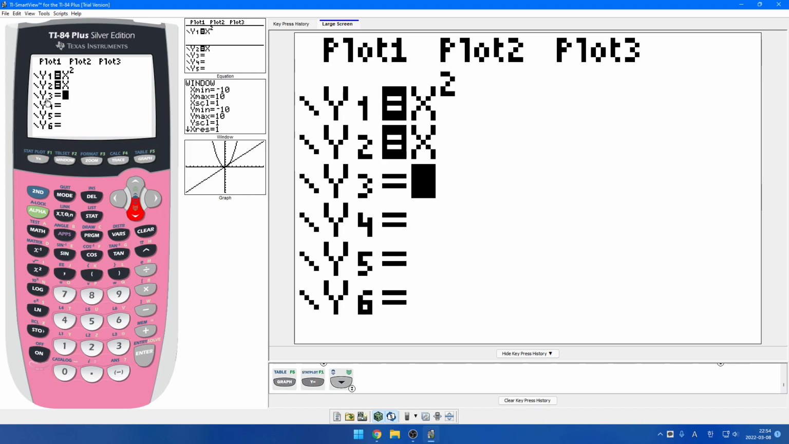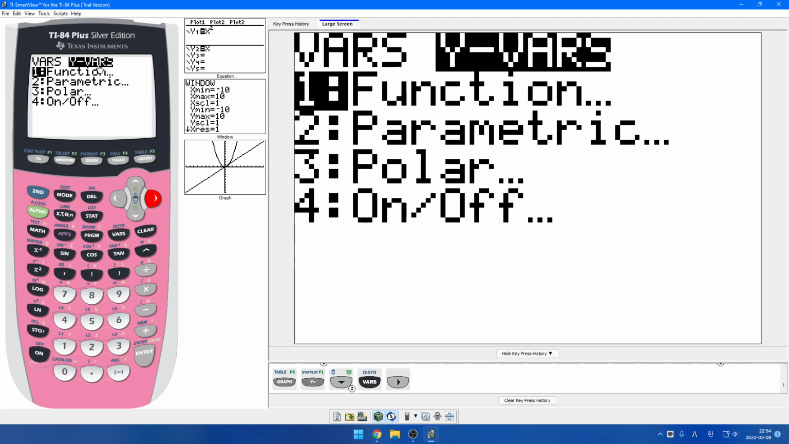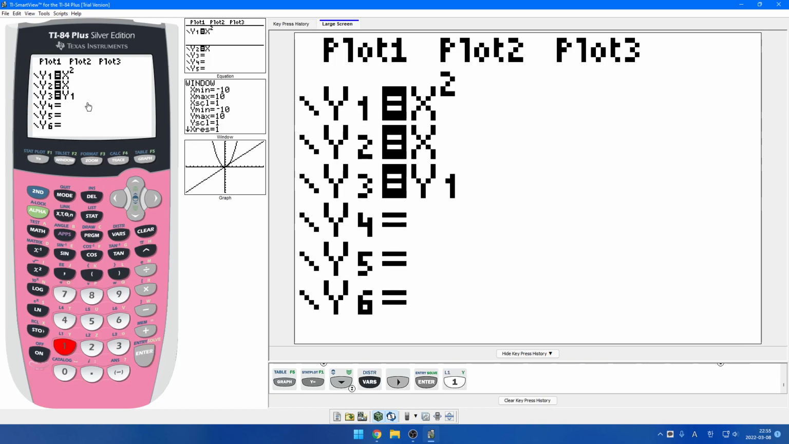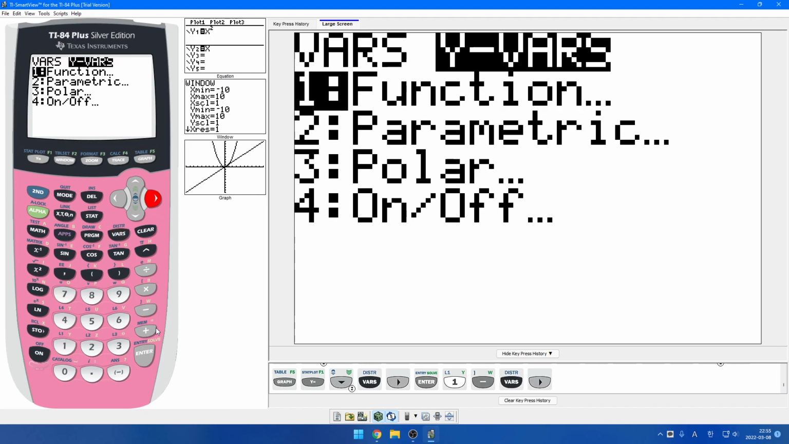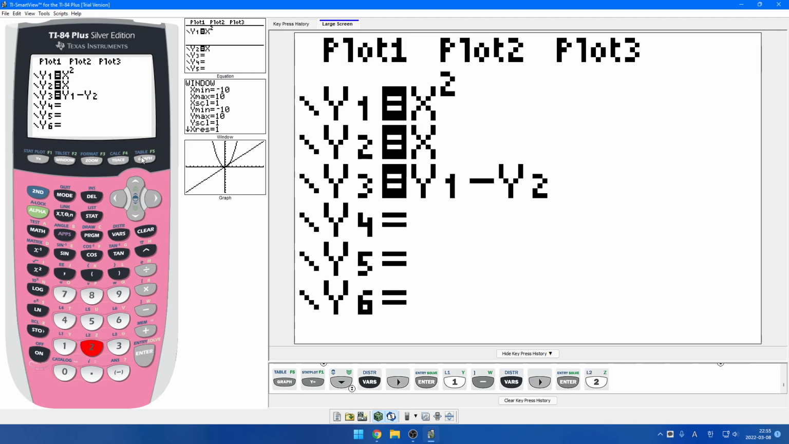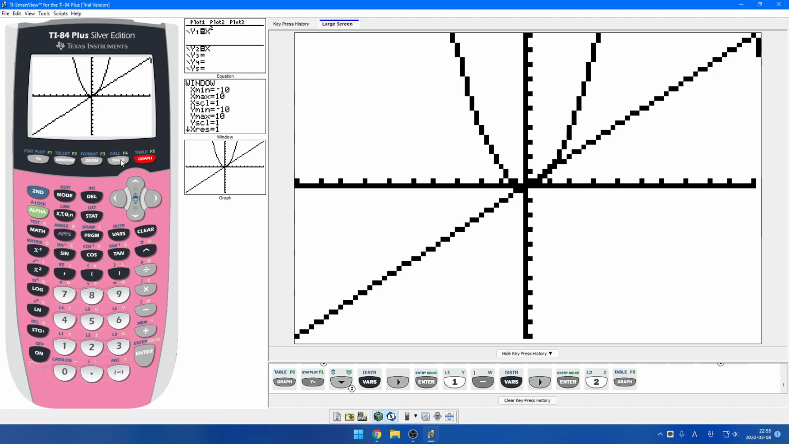Let's go to the third function, and then we're going to press vars, go to y vars, press function, and then we can select which one we want to use. We can go 1. So now what it does is it takes the first function as an input. And then let's try something like y1 minus. Let's do the same thing one more time for y2: vars, y vars, function 2, y2. Aha. And then what it does is sketch the third function.